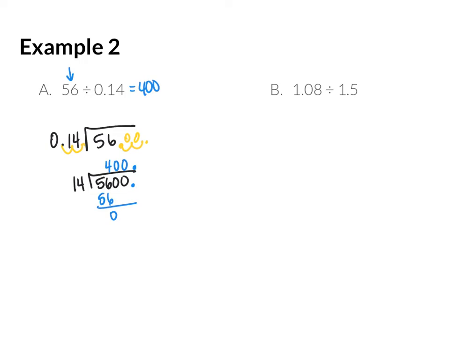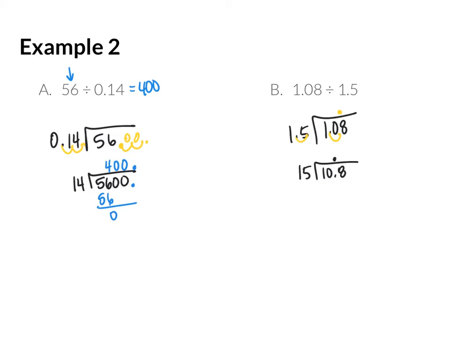For B, I start out with 1.08. I'm dividing by 1.5. I move the decimal and match it. And you'll see that I still have a decimal over here between the 10 and the 8, and that's okay. I rewrite it underneath, 15 into 10.8.